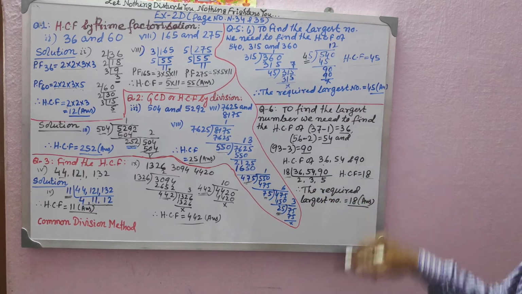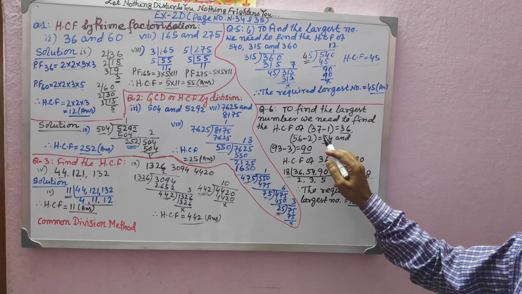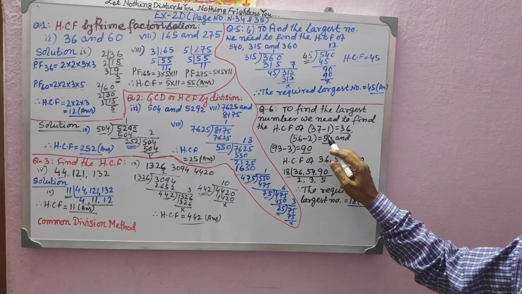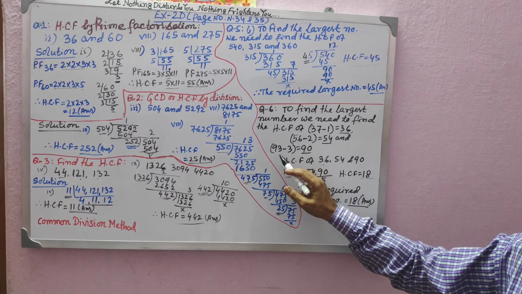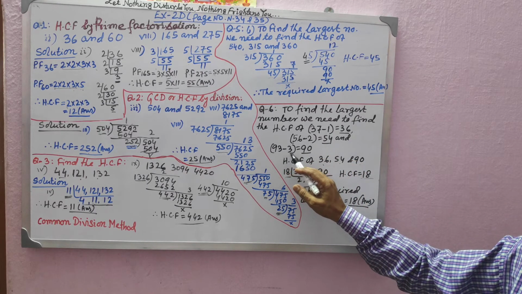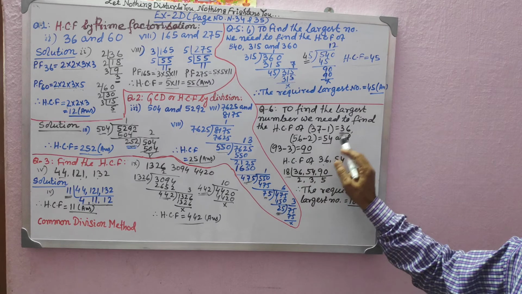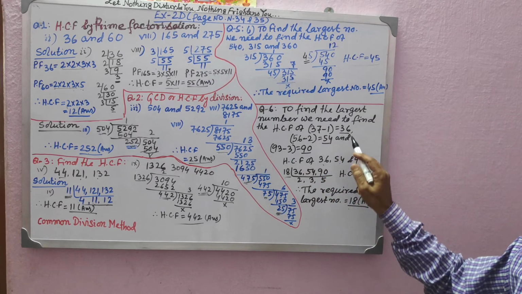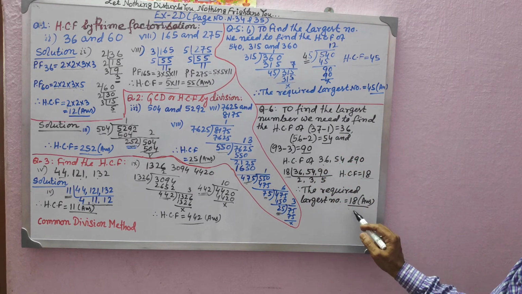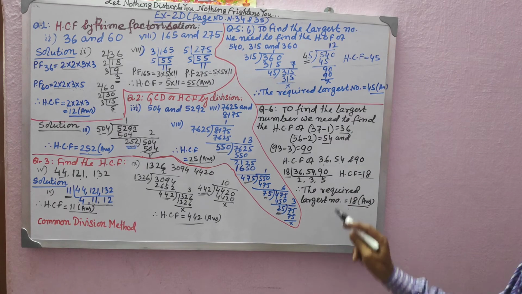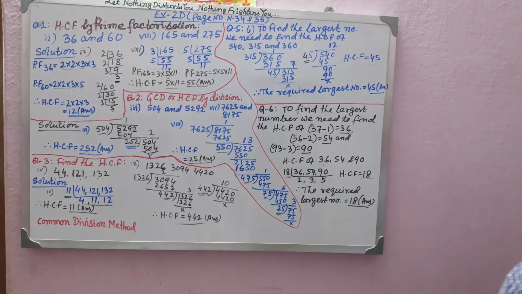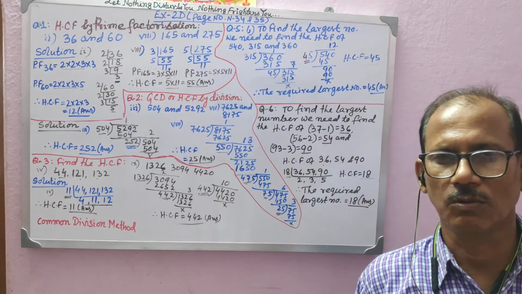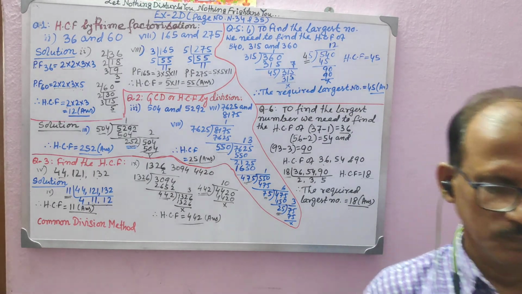Therefore, 18 is the largest number that, when you subtract 1 from 37, 2 from 56, and 3 from 93, divides all these numbers exactly. So the required largest number is 18. I hope you have understood. Go through this video if you have difficulties, and if you have any doubts, put them up to me without any hesitation. You will understand it all.